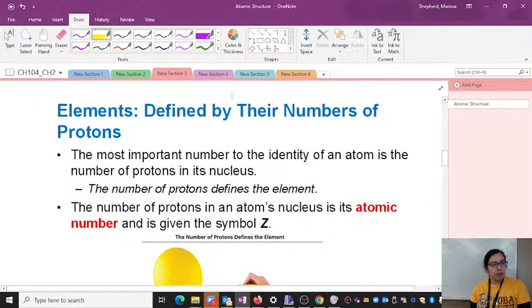So then how do we define elements? So elements, and this is really important, are defined by their number of protons. So if you change the protons, you change the identity of the atom. And so the number of protons defines the element.